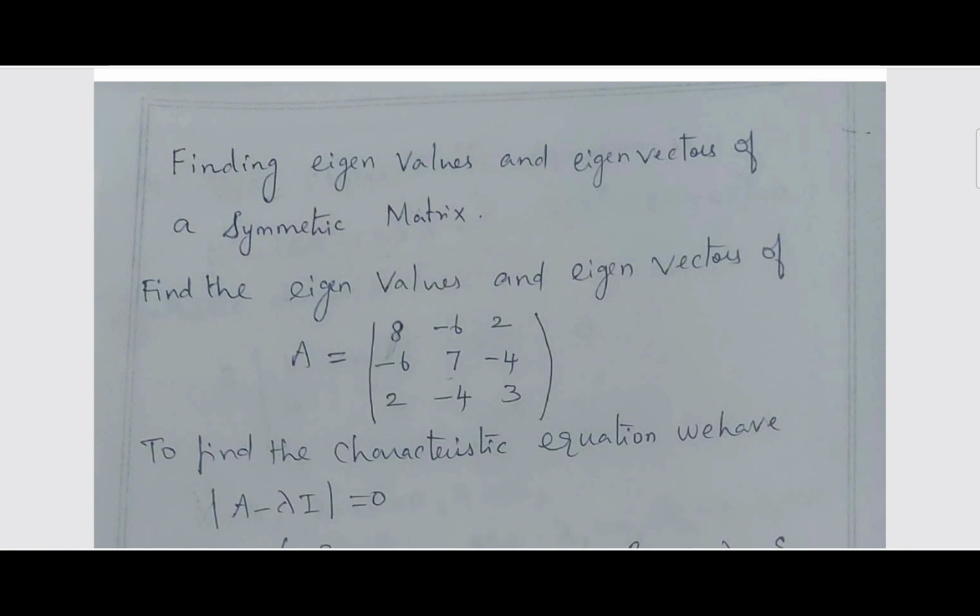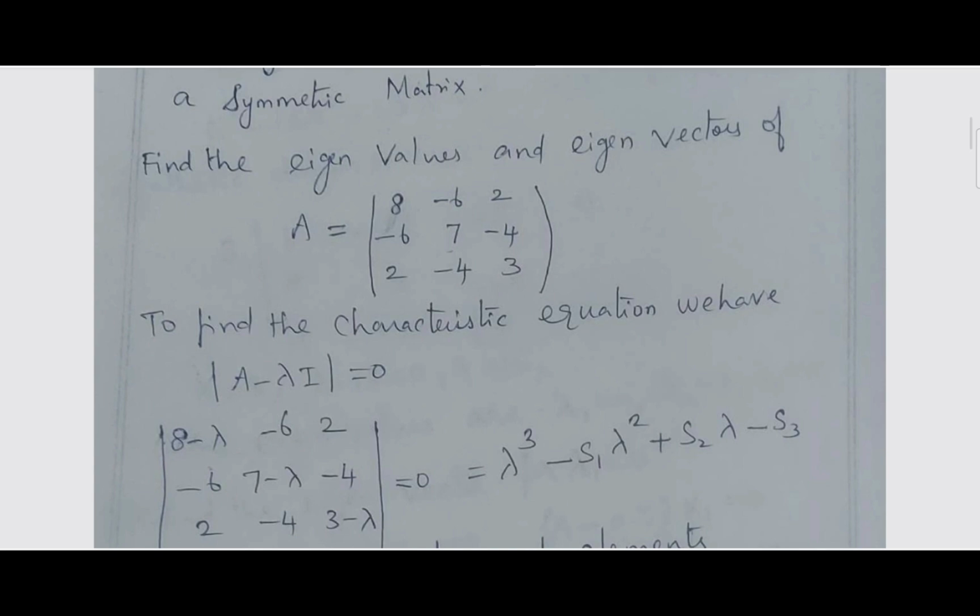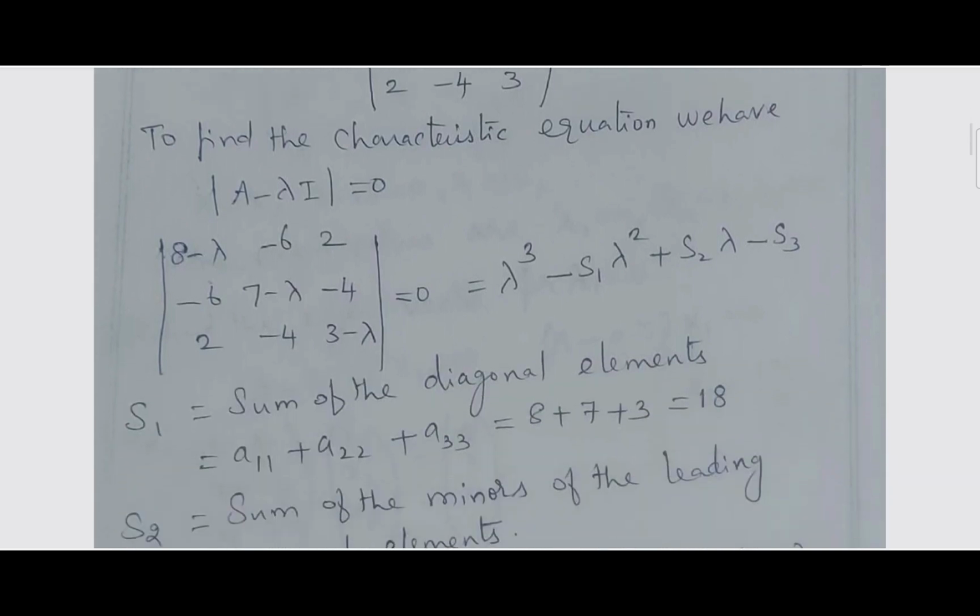So let me start with this problem where A is given as: first row 8, minus 6, 2; second row minus 6, 7, minus 4; third row 2, minus 4, and 3. To find the characteristic equation, we have determinant of A minus lambda equal to 0. Along the diagonal you need to subtract lambda. So it is 8 minus lambda, minus 6, 2; minus 6, 7 minus lambda, minus 4; 2, minus 4, 3 minus lambda, which is equal to 0.